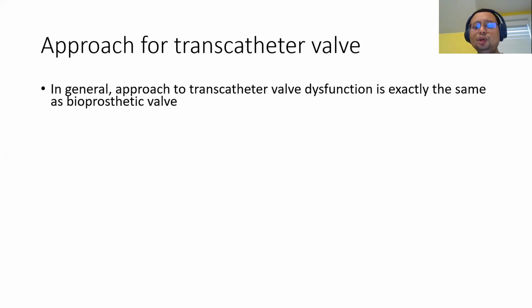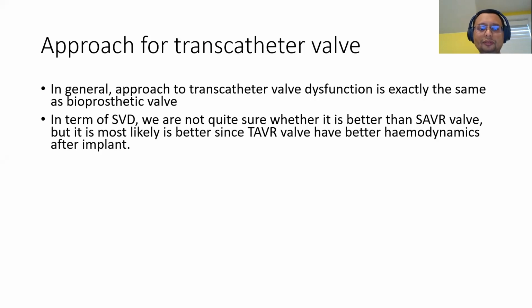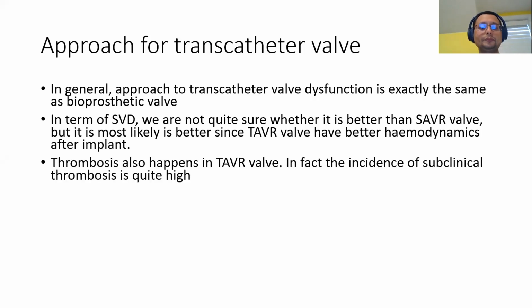So in general, the approach to transcatheter valve dysfunction is exactly the same as bioprosthetic valve. Okay, in terms of structural valve degeneration, we are not quite sure whether TAVR bioprosthetic is better than surgical, but we think that it is most likely better because TAVR valve has better hemodynamics than surgical valve. Thrombosis also happens in TAVR valve. In fact, the incidence of subclinical thrombosis is quite high, about 30%.